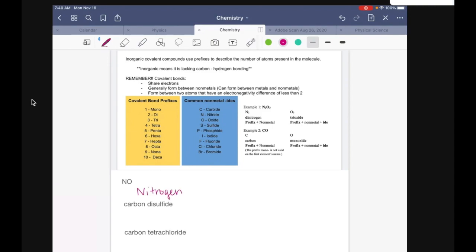Then for the second part, we do the prefix plus the nonmetal ide. I gave you the chart in blue that has the common nonmetal ides written out for you. So we have oxygen, so it would be oxide, but we have to put the prefix before it. For the second part, if there is only one, we do use the prefix. So mono oxide.